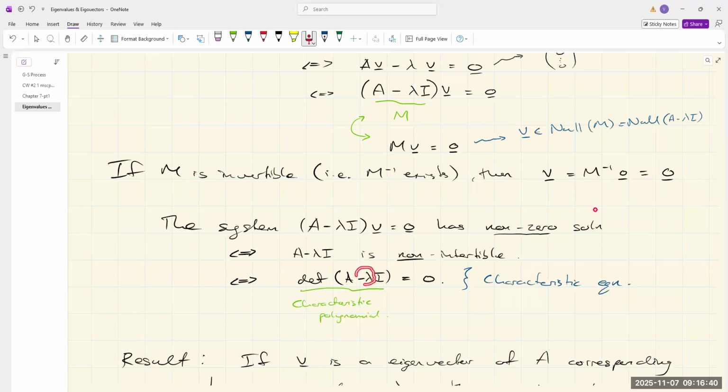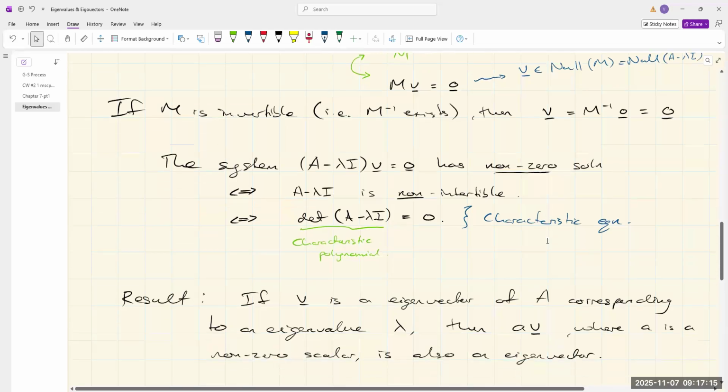So the only unknown here is lambda. I said when you unpack this, you will get a polynomial in terms of lambda. Lambda is the unknown. That polynomial we call the characteristic polynomial, and the entire equation we call the characteristic equation. So to solve for the eigenvalues, lambda, we solve the characteristic equation. Okay, I'll show you in a bit how to get the eigenvectors, but that's how to get the eigenvalues.